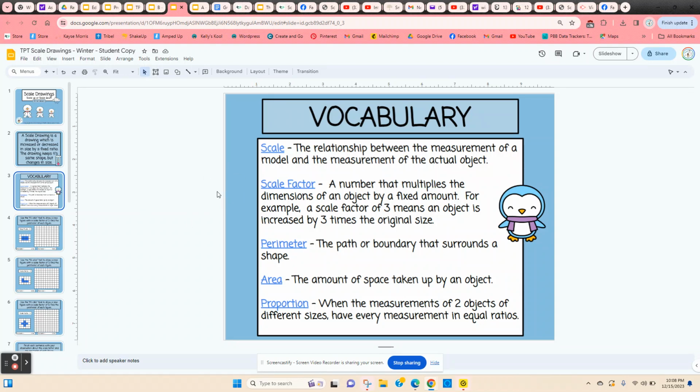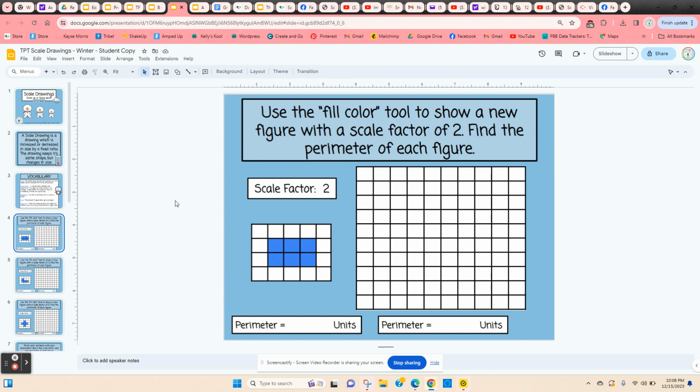Now they're going to need to know this vocabulary for the final slide, so they can always refer back to slide 3. They're going to start on slide 4. So they've got a grid here and they're going to create a scale drawing.